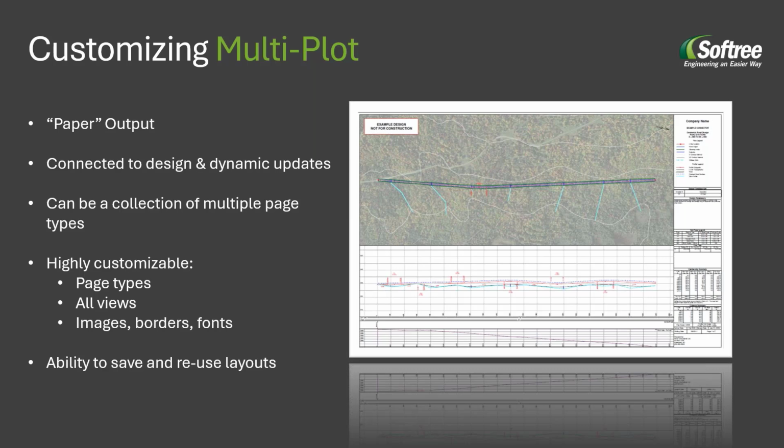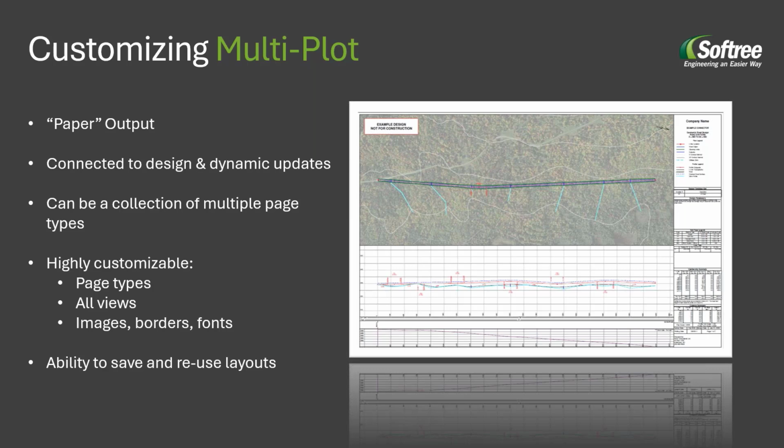Now, all of the views can be individually customized and separated from the views that you're seeing. For example, your plan view in the regular plan window does not need to be identical to the plan window that you have in multiplot, but the alignment's position and all the details about the alignment are dynamically connected. Now these unique views, highly customizable, can be saved as a book layout.